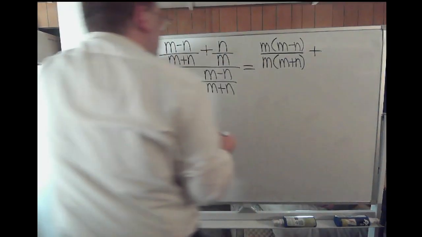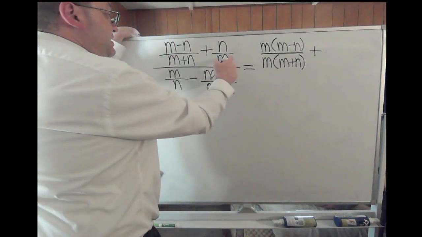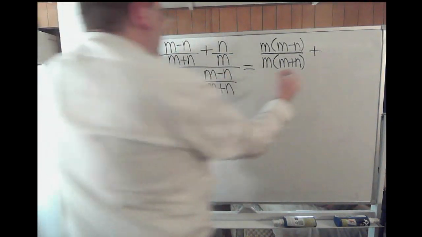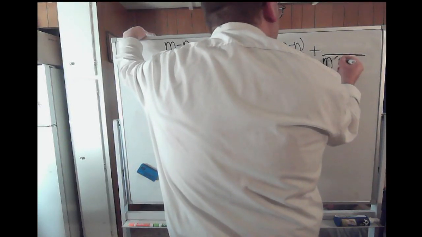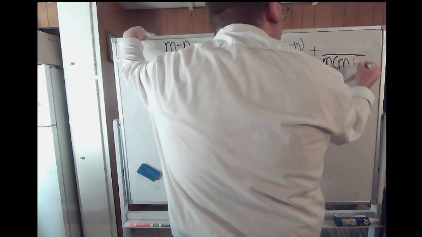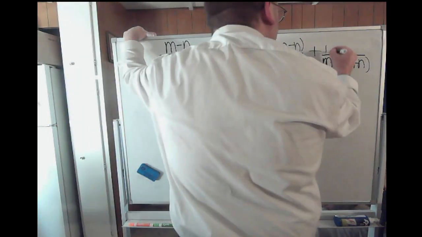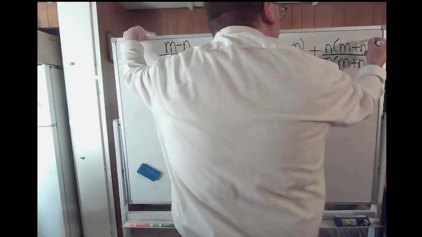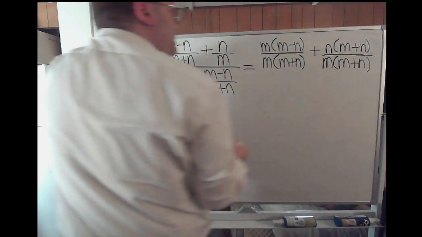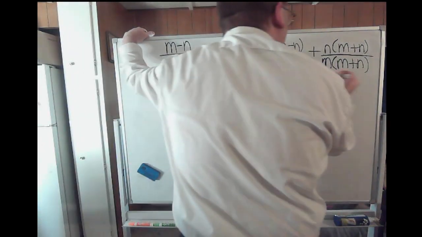Alright, plus, now, let's see, I need to make that m become m times (m plus n), which means I got to take that n in the numerator and also multiply that by m plus n. I'm going to have all that all over.